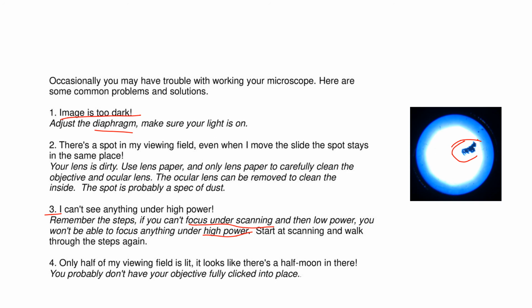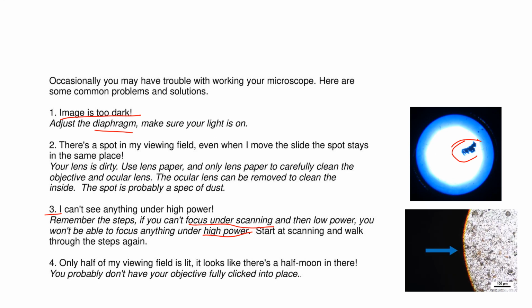And the last one, sometimes you see this. Only half of your viewing field is lit, so it looks like there's a half moon. That means your objective wasn't fully clicked into place. Or if you see that it's all black, your objective still is off. It hasn't been clicked into place. So make sure you check your objectives if you see something that looks like this.